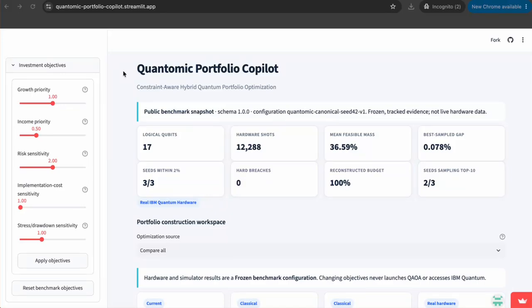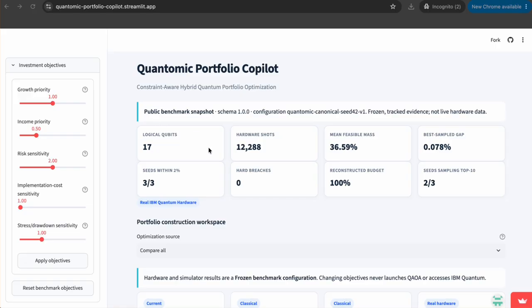Hi everyone, this is the Quantomic Portfolio Copilot. It helps an investment team build a portfolio that balances return, risk, income, transaction cost, and market stress while respecting hard investment limits. The goal is not to replace the portfolio manager. The goal is to give them a transparent, validated set of portfolio choices.